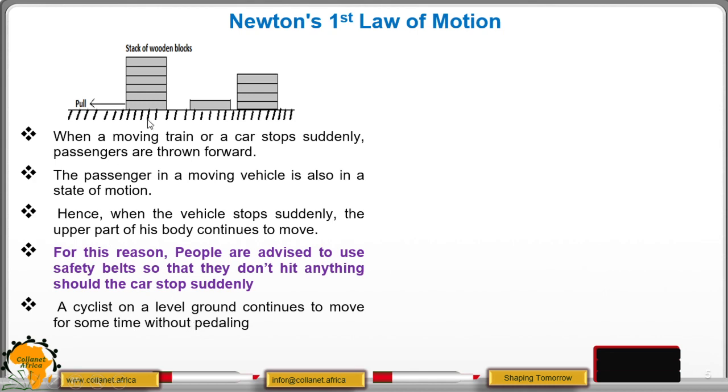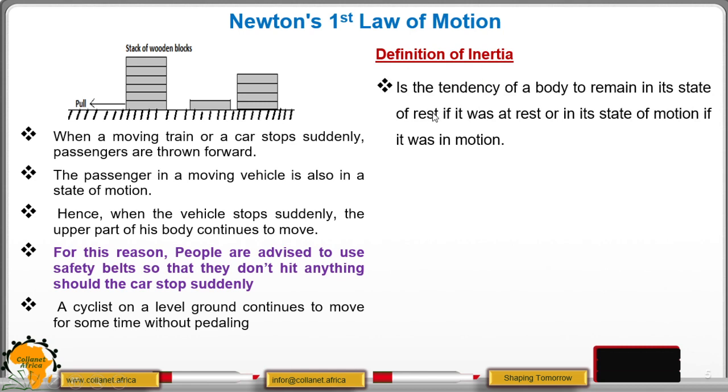Through these examples, we have seen that there is a tendency to resist change. If you are in motion, you want to continue with that motion. If you are in the state of rest, you want to continue resting. There is that tendency of a body to resist change. And that tendency brings up the definition of inertia. This is defined as the tendency of a body to remain in its state of rest if it was at rest, or in its state of motion if it was in motion.